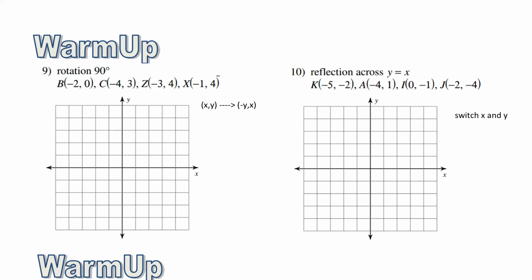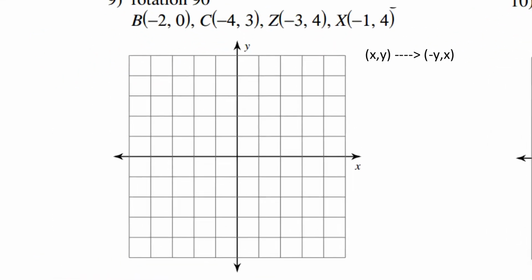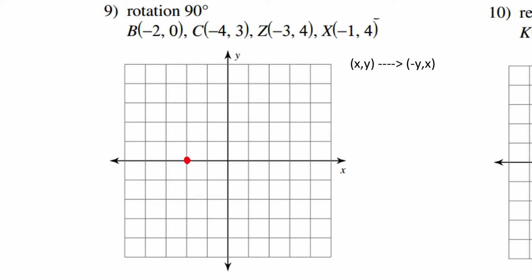Okay, so on our warm up here, on this first one, I'm going to plot negative 2, 0; negative 4, 3; negative 3, 4; and negative 1, 4. Okay, yeah, so we have B, C, Z, and X.